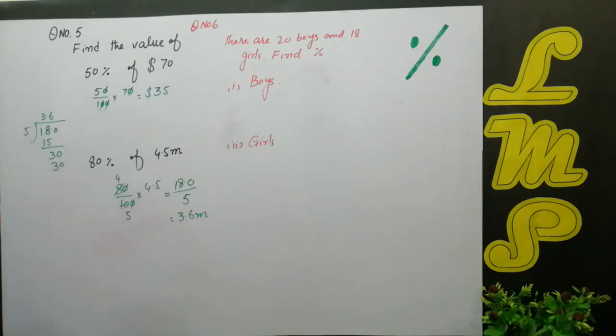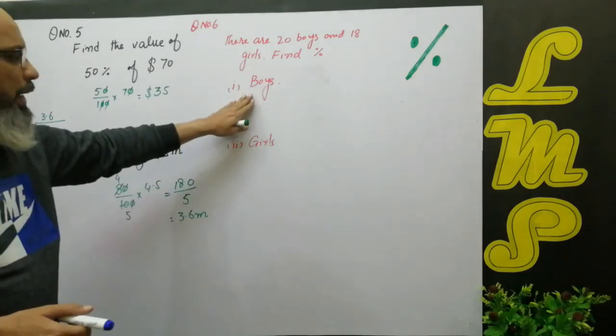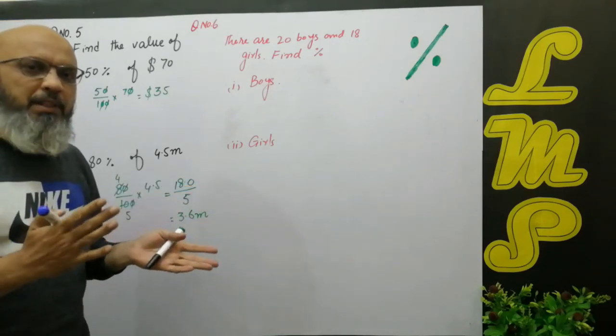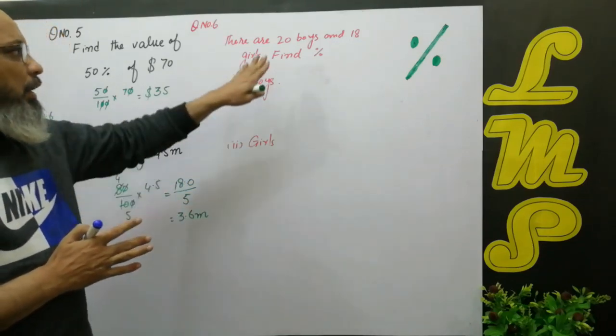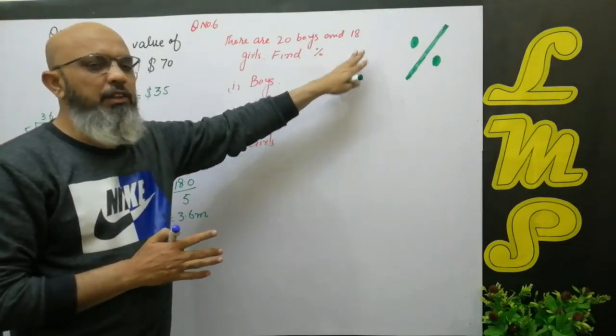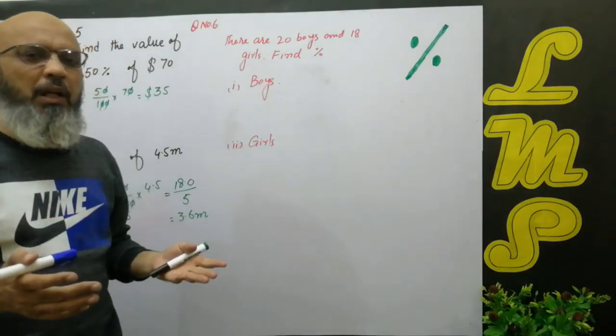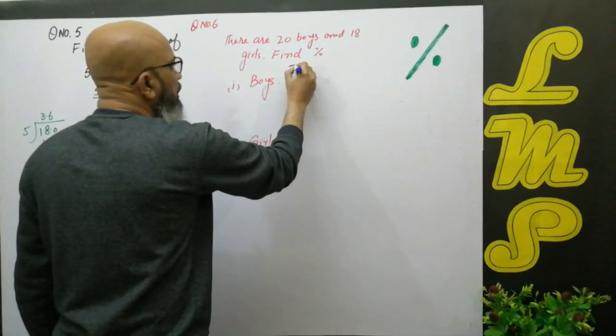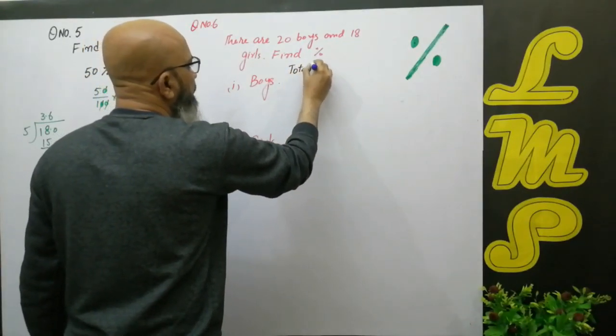The next question is, there are 20 boys and 18 girls in a class. Find the percentage of boys and the percentage of girls. It means we have to find what percentage of the class are boys. The actual strength is given to you: 20 boys and 18 girls. So what will be the total strength of the class? That is 38. So first we will find the total students in the class.